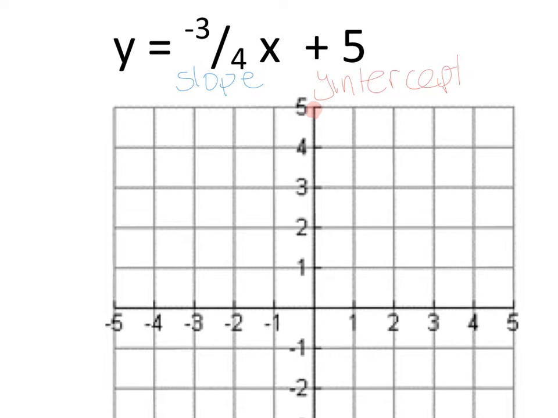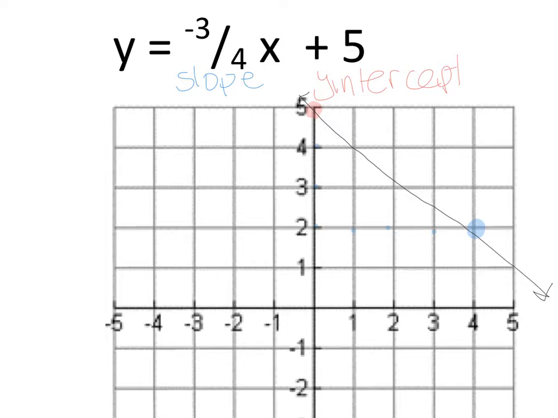So we go down 1, 2, 3. Then we go right 4: 1, 2, 3, 4. There's our slope. We extend the line, making sure to go through both points using a straight edge, and we put arrows on the ends to indicate that it's going to go on forever and ever.